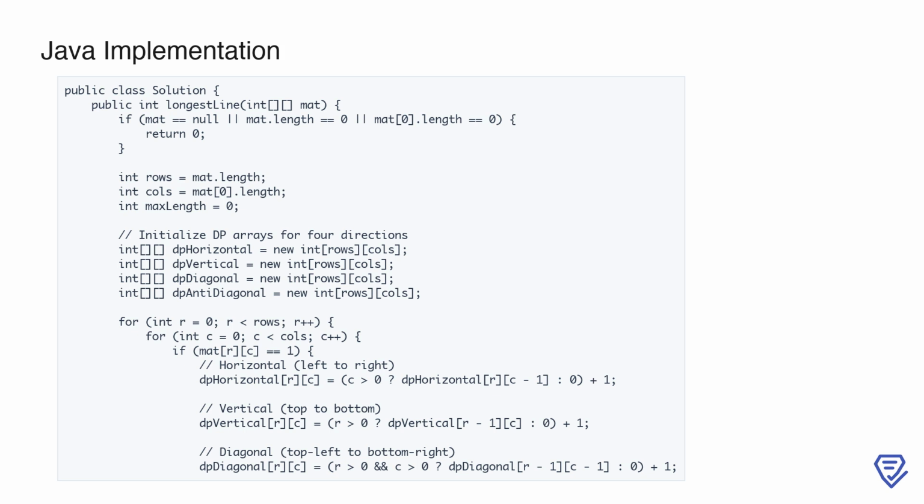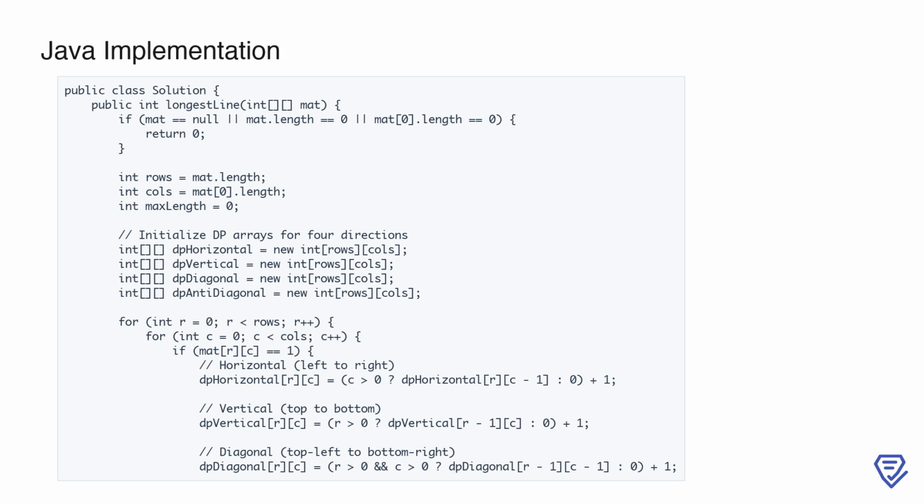To efficiently calculate the lengths of consecutive ones in different directions, we define four 2D arrays: dp horizontal, dp vertical, dp diagonal, and dp anti-diagonal. These arrays will store the running counts of consecutive ones for each cell in the matrix, specific to horizontal, vertical, diagonal, and anti-diagonal directions respectively. Now, we iterate through each cell in the matrix using nested for loops.